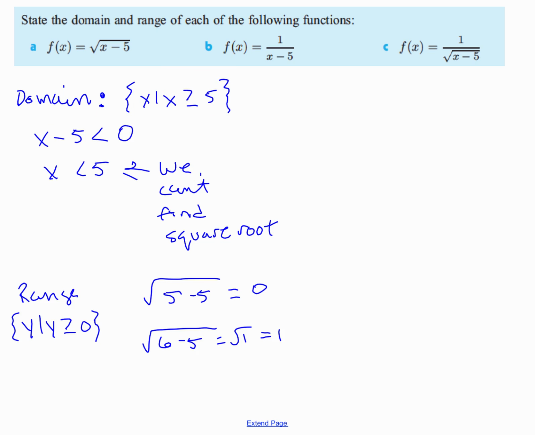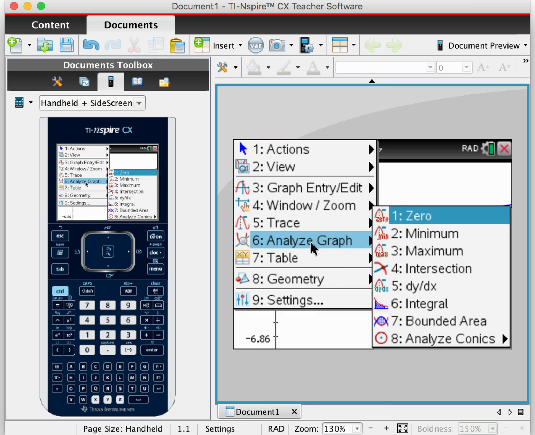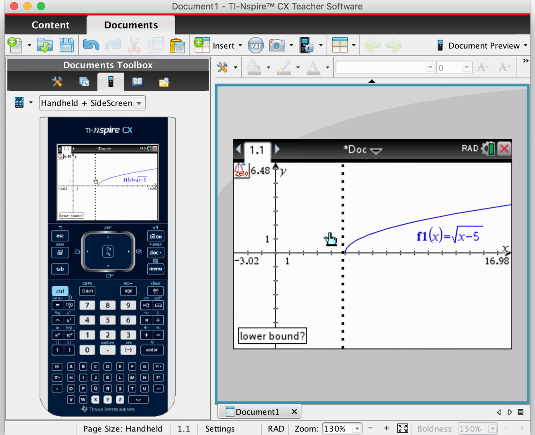And then the lowest value clearly is 0. And the graph keeps on going higher and higher and higher, hitting every point on the y-axis. And let's just find the 0 so we can verify that. We'll go here, and we do have the point (5, 0). So again, domain: x greater than or equal to 5, range: y greater than or equal to 0. Okay.